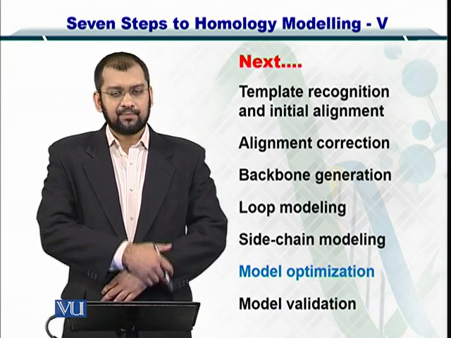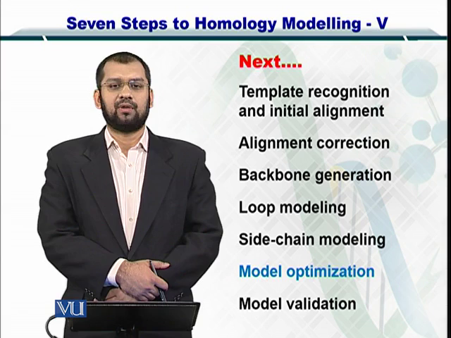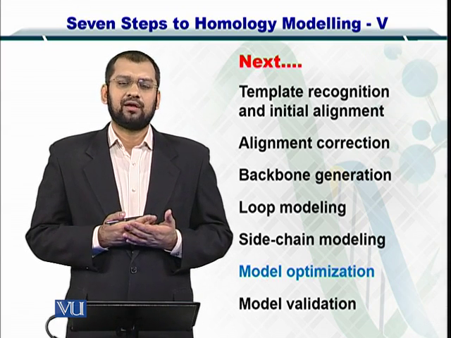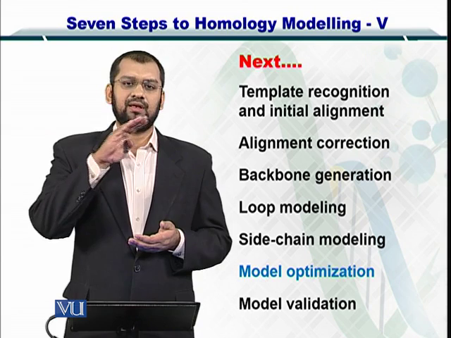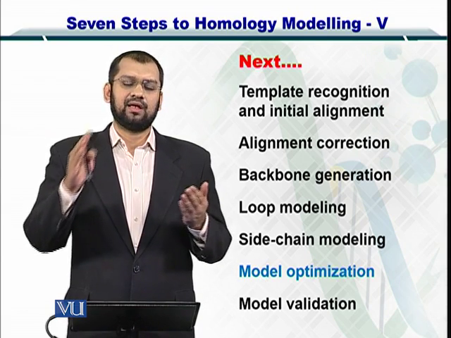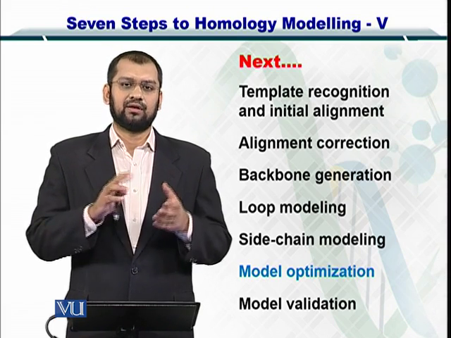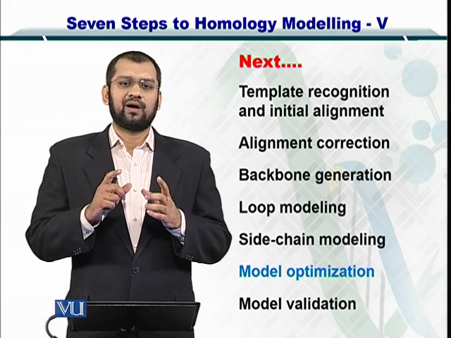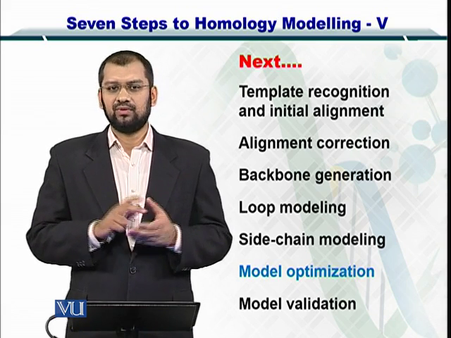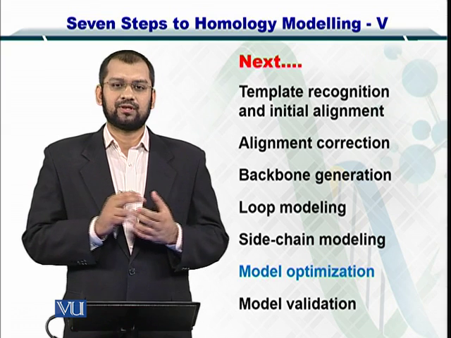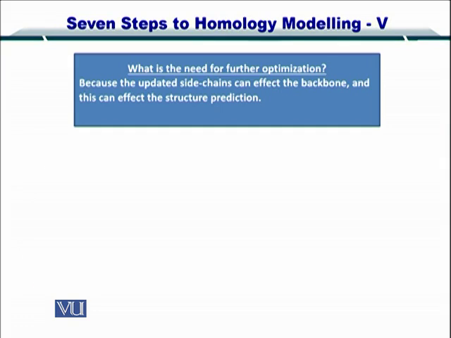Now the next step is the optimization of this model. One would argue that we have properly constructed the backbone and then inserted the side chains as well as the loops and the turns, followed by the insertion of the rotamers. So why do we need to optimize the model further? The answer is that once you insert the rotamers, they can create steric hindrance, or electrostatic interactions between them can cause the structure to become unstable.